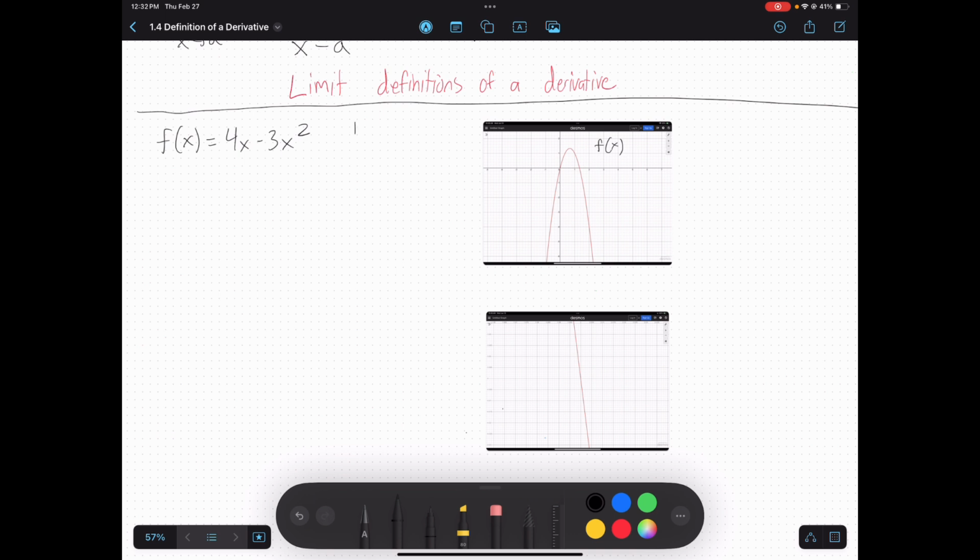And I want to find the derivative at x equals 2. So notice how I only give you a single point because we're talking about an instantaneous rate of change. I want to find the rate of change at this specific point. So let's find this point on my graph. That's right here.